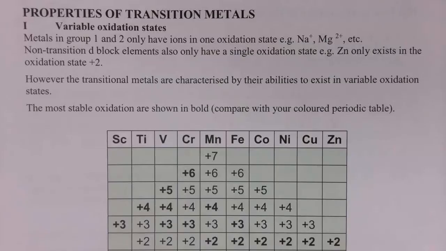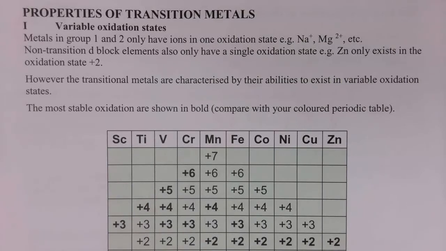Welcome back, and this is the second in the series of videos looking at the transition metals. In this video we're going to be looking at the properties of the transition metals. That's their ability to have variable oxidation states, their ability to form complex ions, to work as catalysts, and to form coloured compounds. So you're going to need your notes, and we're starting on page 6.